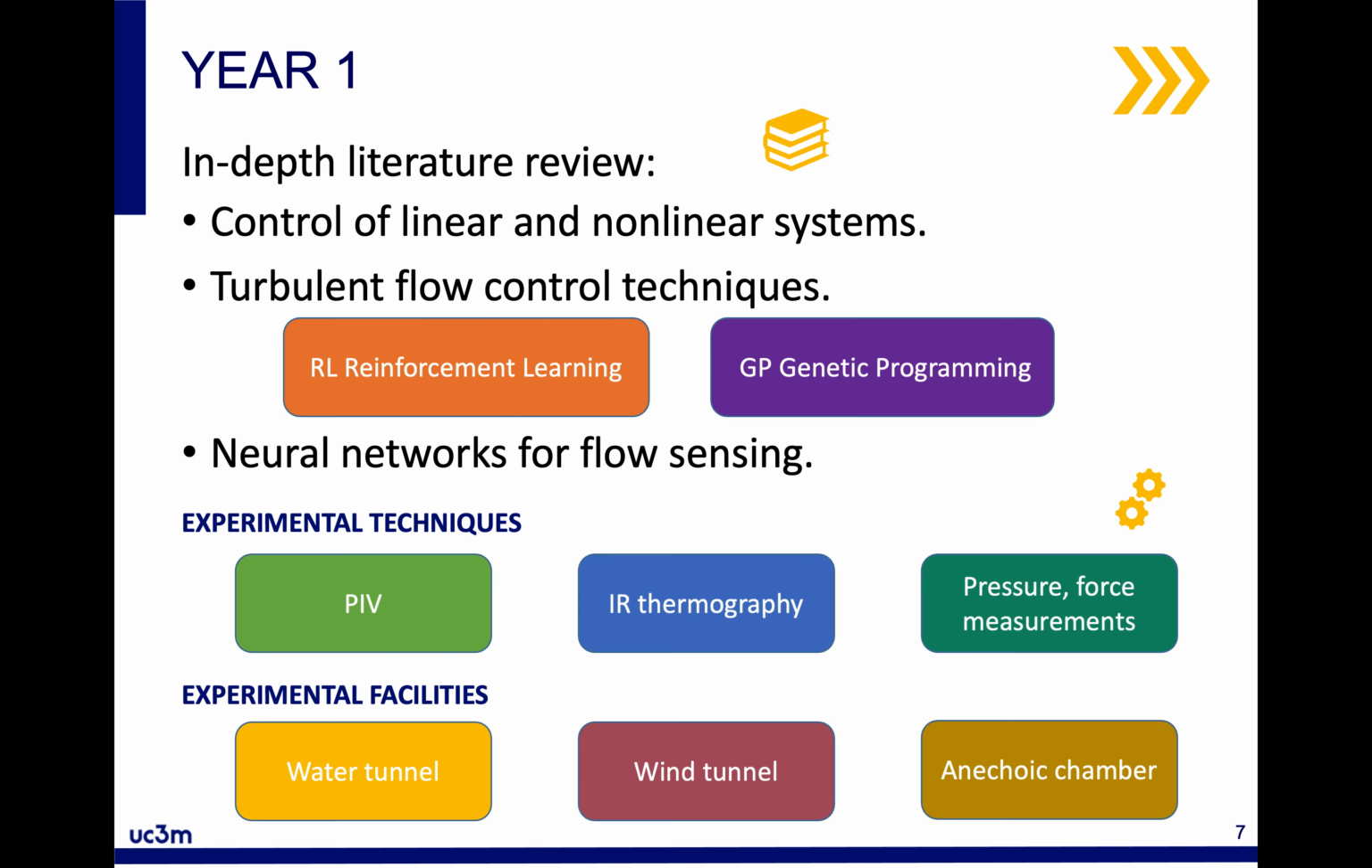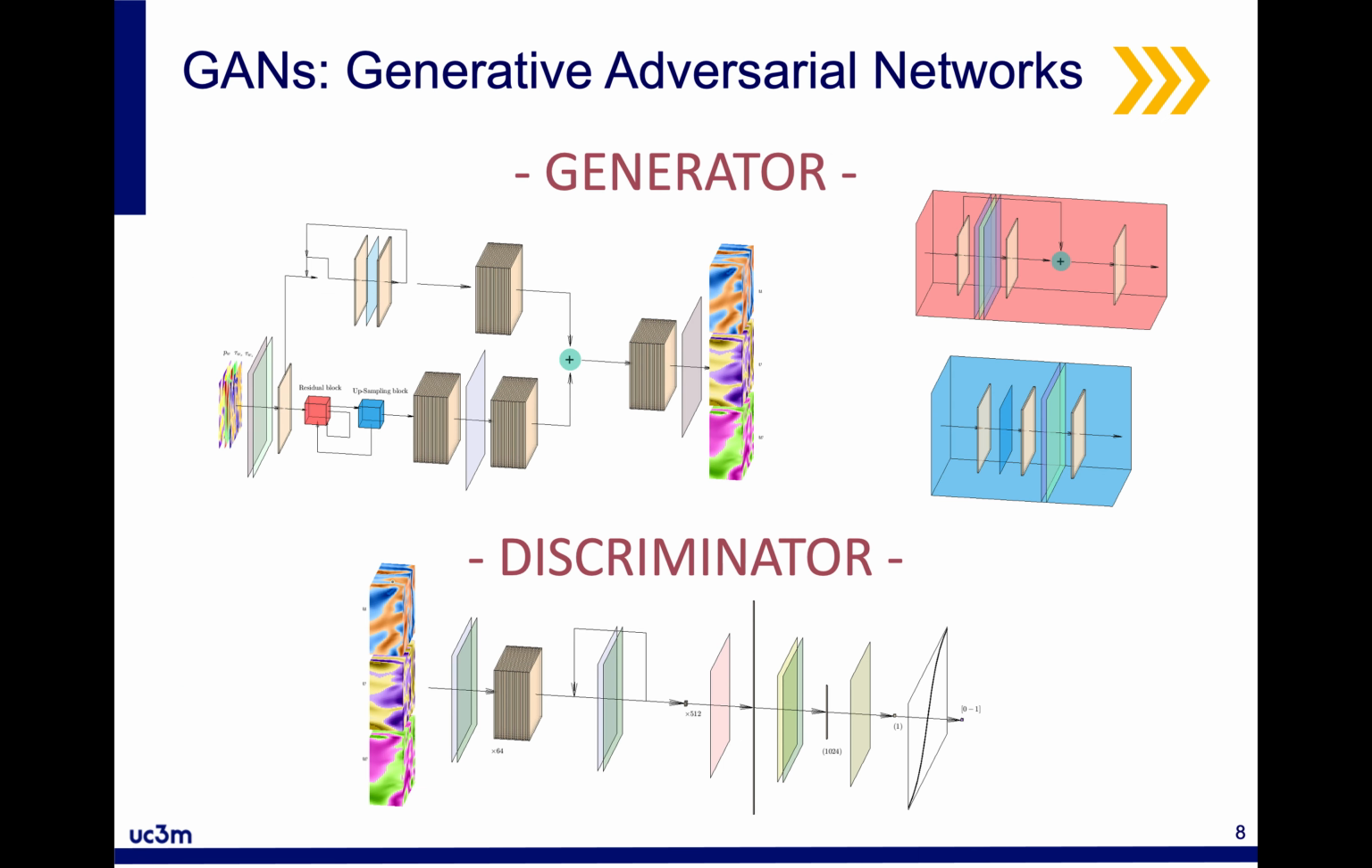During the first year, I did some literature review about different topics concerning this thesis, like control systems, reinforcement learning, and genetic programming for turbulent flow control. And I learned about neural networks, about deep learning, and I also got familiar with different experimental techniques to be used in the experimental part of this thesis and the facilities we have in the lab. And I also designed this neural network for this flow estimation task that I already discussed here last year.